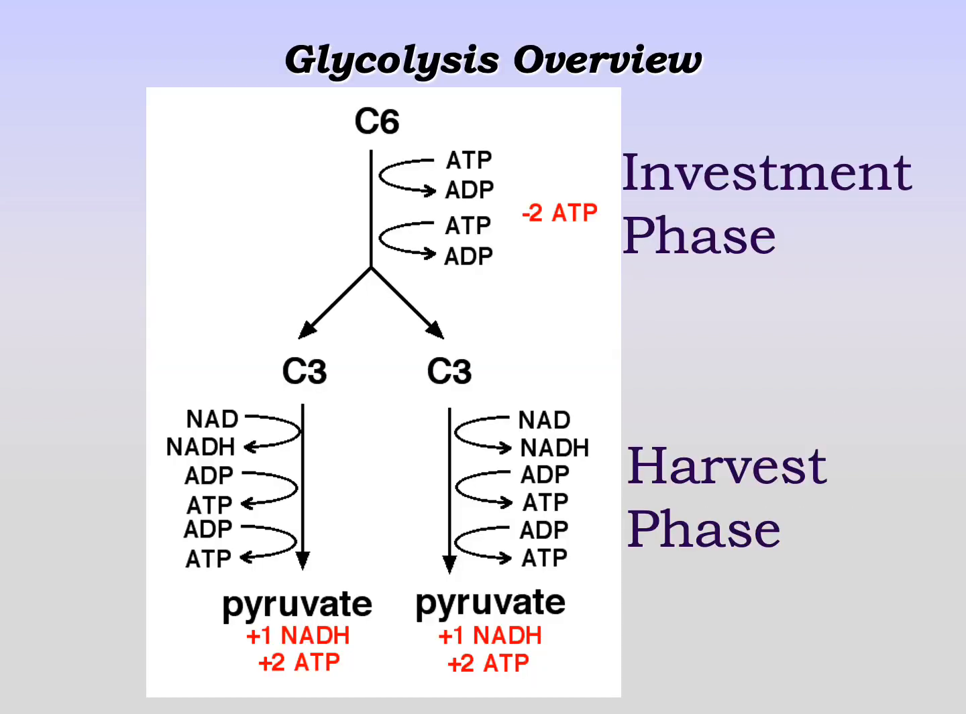If we look at glycolysis, we have 2 phases. We have the investment phase, where we are going to expend ATP in order to phosphorylate glucose. And then we have the energy harvesting phase, where we're going to reduce NAD to NADH, H+, and kinase ADP to form ATP. Note the end product of pyruvate and the byproduct of NADH and ATP.